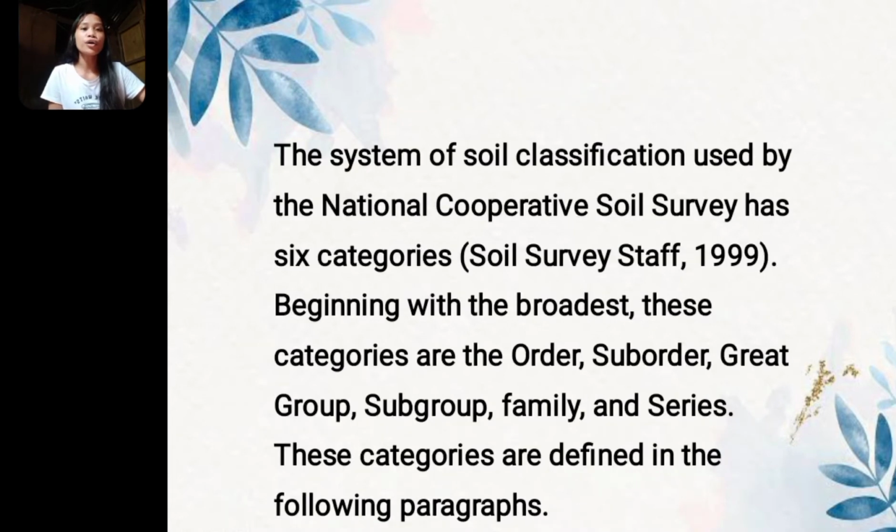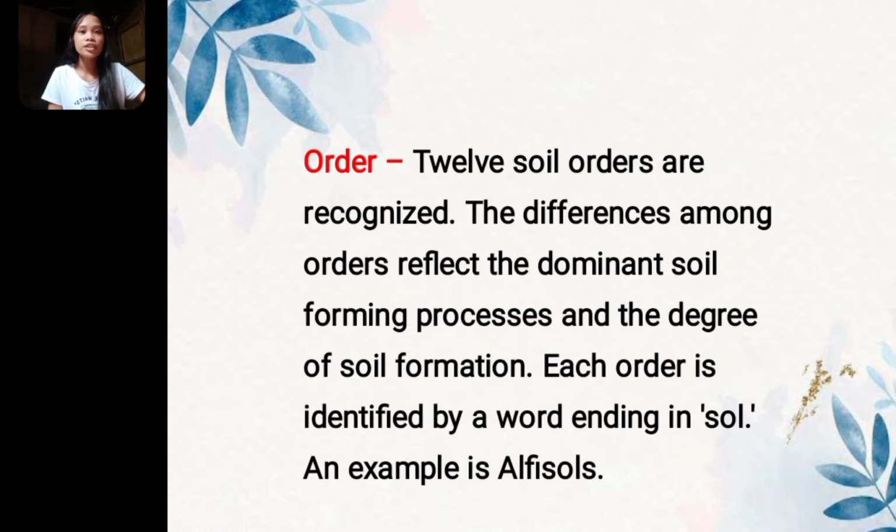According to the Soil Survey Staff 1999, the system of soil classification used by the National Cooperative Soil Survey has 6 categories. Beginning with the broadest, these categories are the order, suborder, great group, subgroup, family, and series. These categories are defined in the following paragraphs. So let's proceed to order.